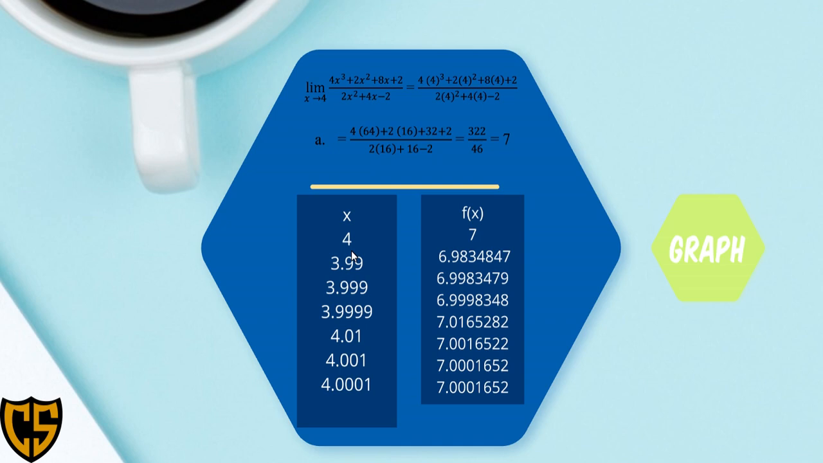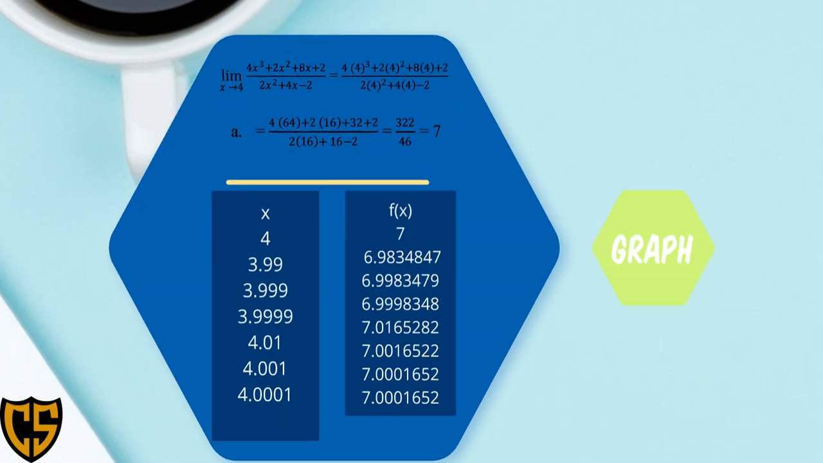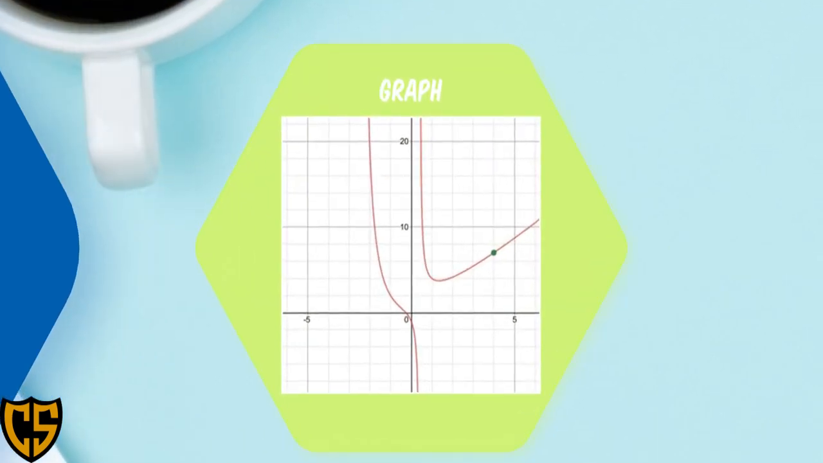So if we inspect the results after substitution, we will see that our answers are really approaching a certain number. We are approaching a value of 7. So our answer is 7. Now if we inspect the graph, this is the graph of our function.